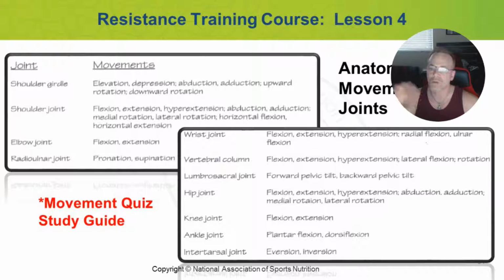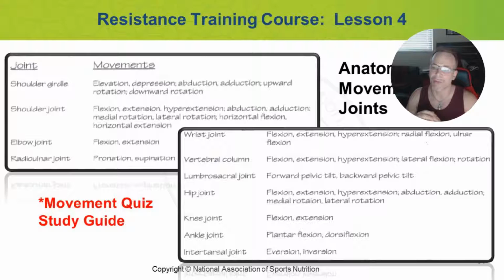So the shoulder girdle is your scapula, which is your shoulder blades, and they do elevation and depression, adduction and abduction. Remember, protraction and retraction are the same as adduction and abduction. Upward rotation, so your shoulder blades can pivot out, and downward rotation, they can pivot in.